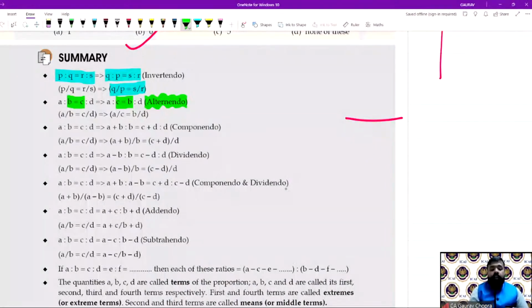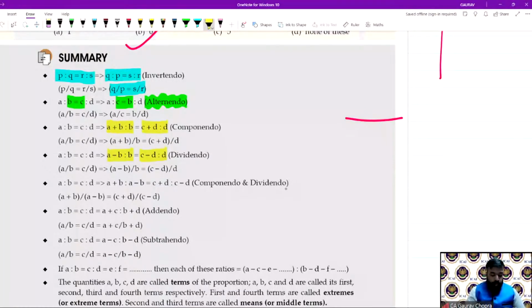Then we are having componendo. So what we have done, adding 1. So after adding 1, we are getting (A plus B) ratio B and (C plus D) ratio D. This is componendo. In dividendo, what we have to do? Simple subtraction. So (A minus B) ratio B, (C minus D) ratio D. So we get dividendo.